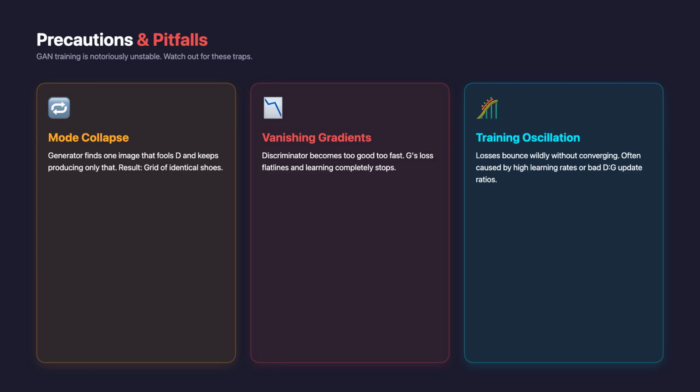Second, vanishing gradients. If the discriminator becomes too strong, D of G of Z goes to 0. Log of 0 is negative infinity and the gradients vanish. The generator receives no useful learning signal. Third, training oscillation. The losses bounce wildly without converging. This usually means the learning rate is too high or the architecture is unbalanced. Monitor both losses. If one explodes while the other flatlines, something's wrong.